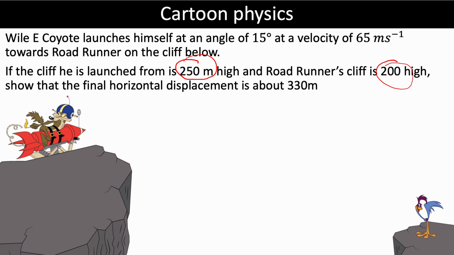The question is, show that the horizontal displacement, in other words his range from where he is horizontally to where Roadrunner is, how far away will he land? This problem is quite difficult and involves calculating how long he is in the air for. So if you want to try and solve it, pause the video now and crack on. Otherwise, here we go.